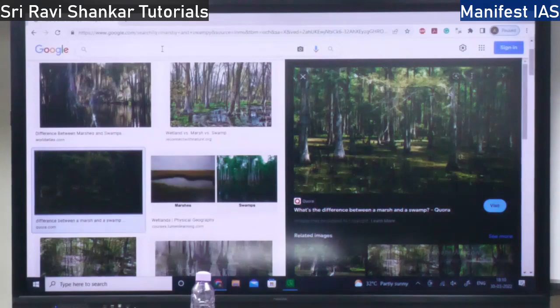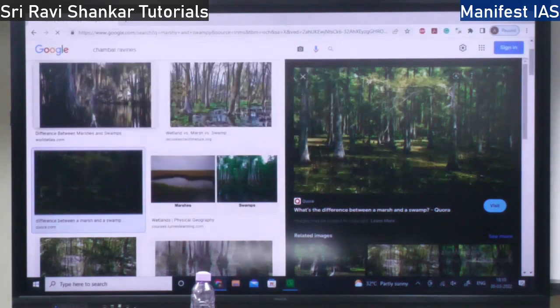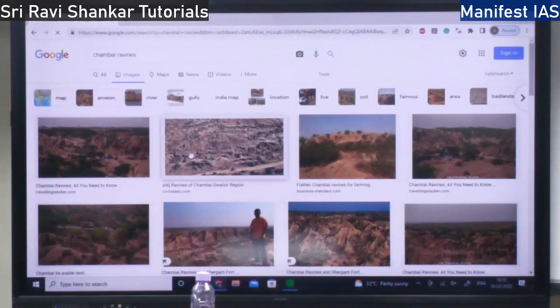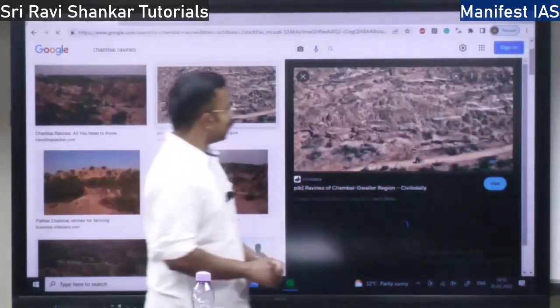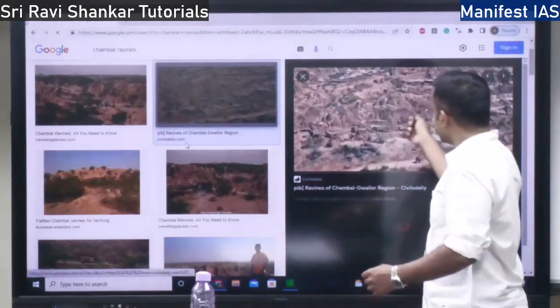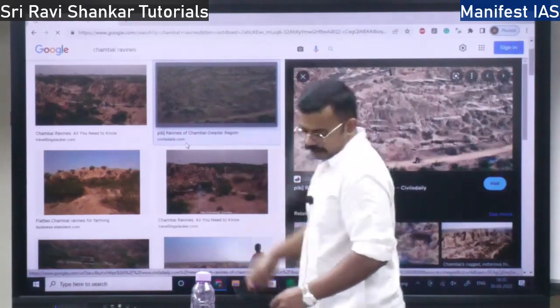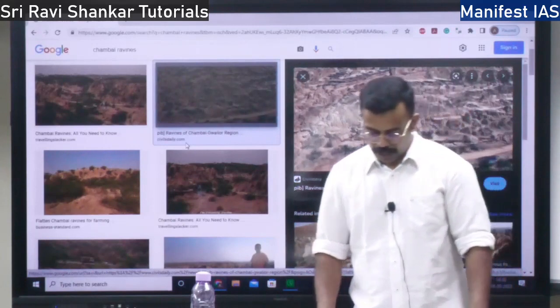Chambal ravines. It is actually shown in the Sipai Ramu movie. This is the Chambal ravine. You have seen this, right, in the Sipai Ramu movie. In that, he will be moving in this region. So this is the Chambal ravines. It is found in the northwest part of the peninsular plateau.